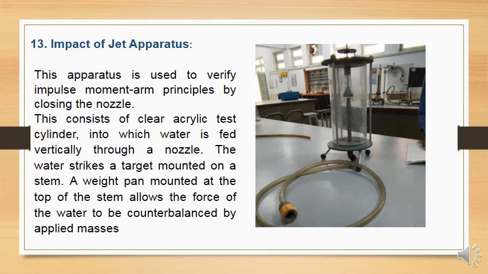This consists of a clear acrylic test cylinder into which the water is fed vertically through a nozzle. The water strikes a target mounted on a stem. A weight pan mounted at the top of the stem allows the force of the water to be counterbalanced by the applied masses. Okay, so in this way, the practical implementation of this operator is when turbines are going to be designed.